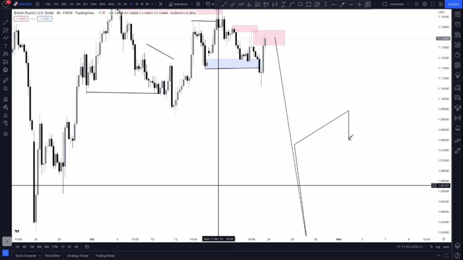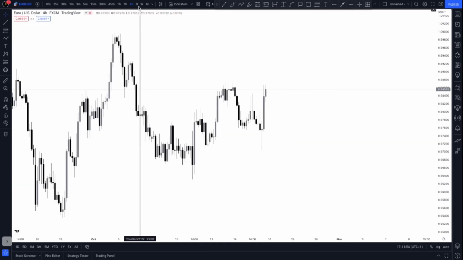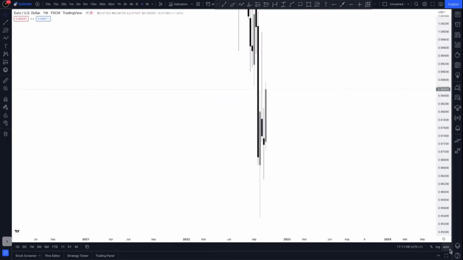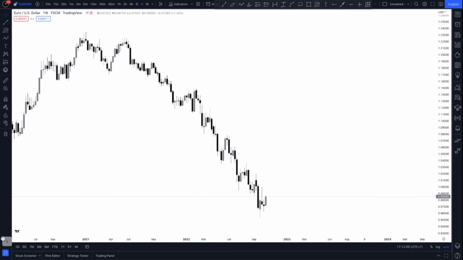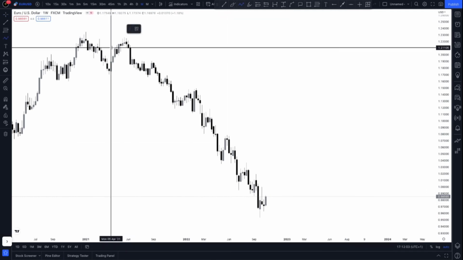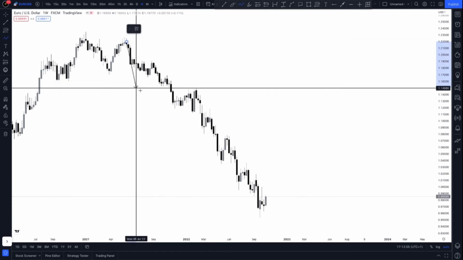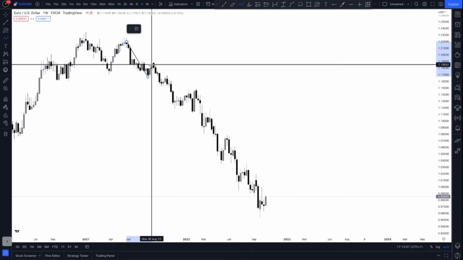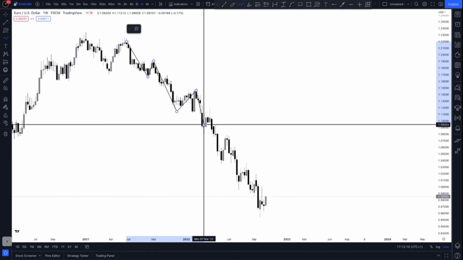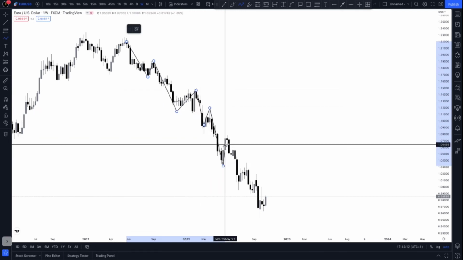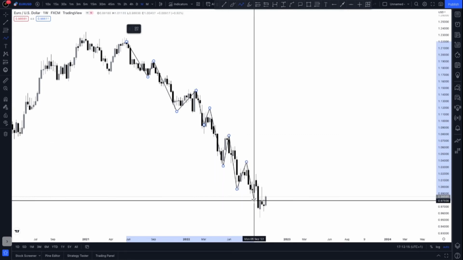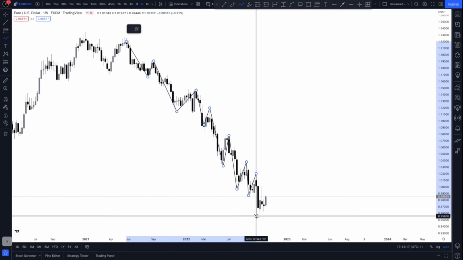Heading on to the next pair, which is the Euro USD. As always, we start from our weekly time frame. On the Euro USD, you clearly see we're in a very clear downtrend. As you could see, the market was stuck creating a series of lower lows and lower highs, lower lows and lower highs, and so on.